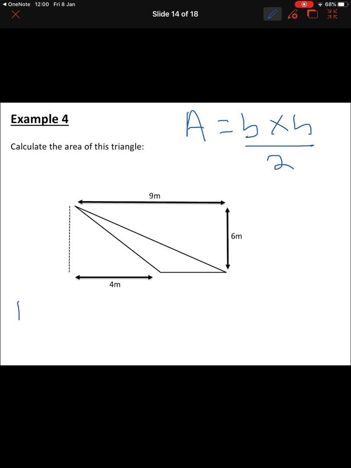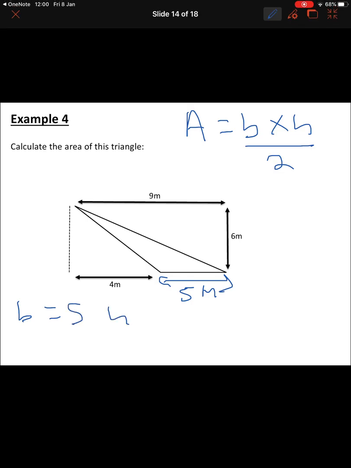So we know from this question, we have to see, do we know what the base is? Well, the base is going to be this bit here, and it sort of links in with what we did yesterday. We know that the total distance from this corner to this corner is 9 centimeters. And the distance from this corner to this corner is 4 meters. So we need to see what we need to add to 4 to get 9, and that would be 5 meters. 9 take away 4 is 5.